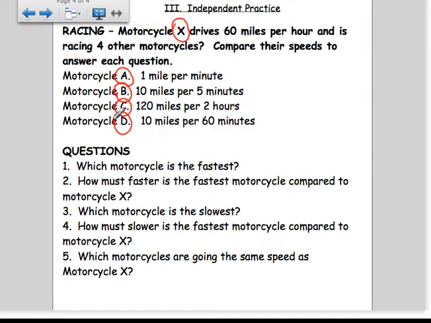You have 5 questions to answer. Which is the fastest? How much faster does it go compared to X? Which is the slowest? How much slower does it go compared to X? And which motorcycles are going the same speed as motorcycle X? If you get a 4 out of 5 on these 5 questions, you'll be ready to retake Objective Assessment 3C.3. Good luck.